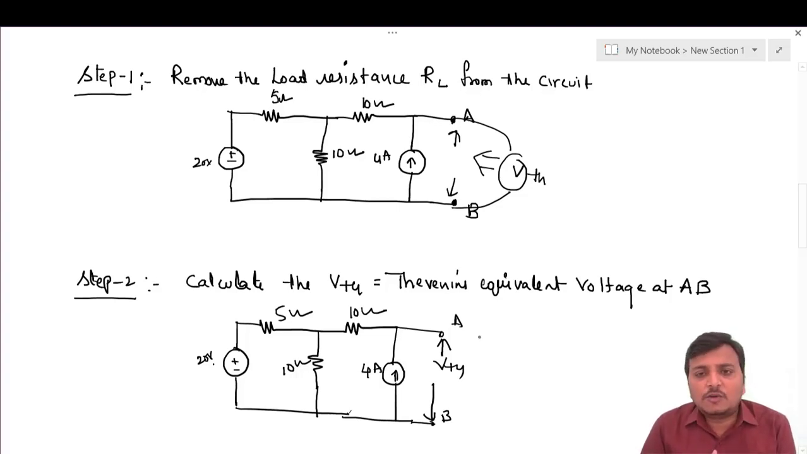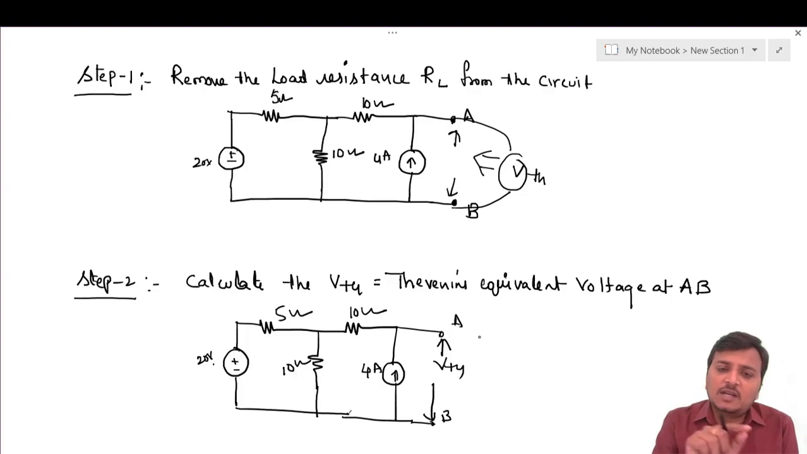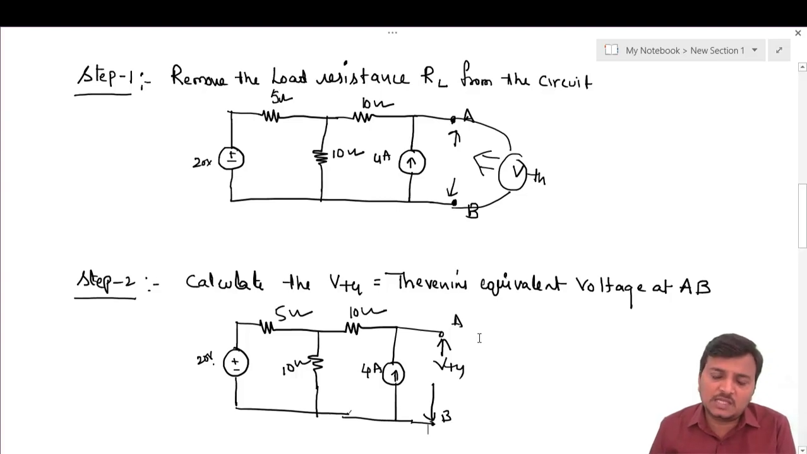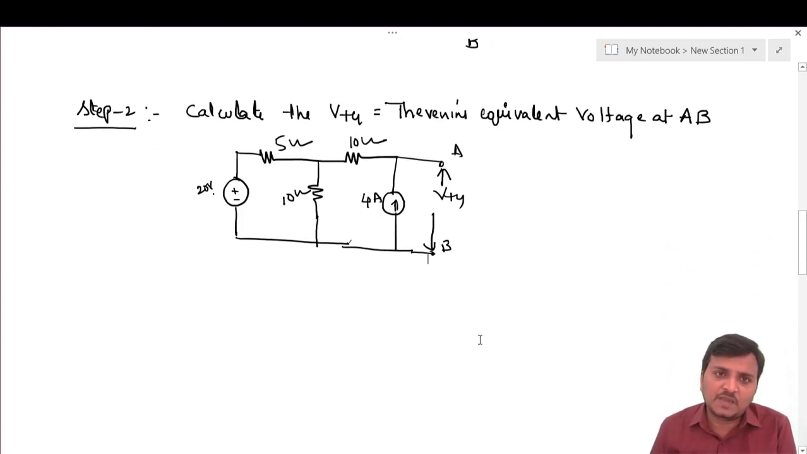First step is to remove the load resistance from the circuit, and step 2 is to calculate the Thevenin's equivalent voltage at terminals A and B. That is nothing but your open circuit voltage at terminals A and B. You can find it either practically by connecting a voltmeter, or theoretically by applying KVL, KCL or any methodology to find the voltage between A and B. We will see in the example how to find VTH. That is step 2. Now we'll see step 3. What is step 3?